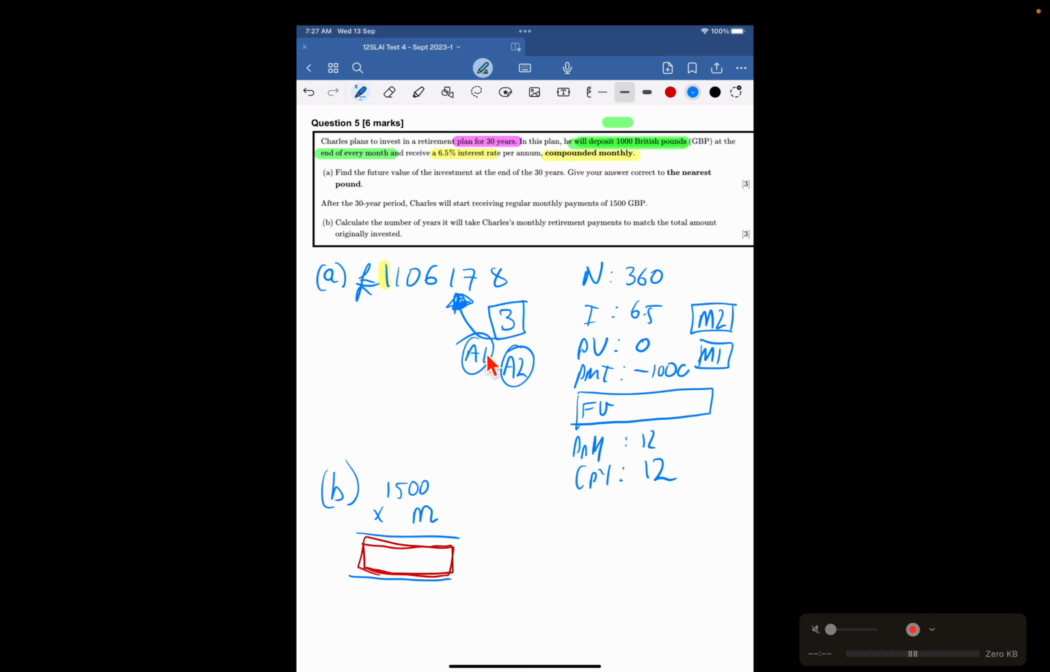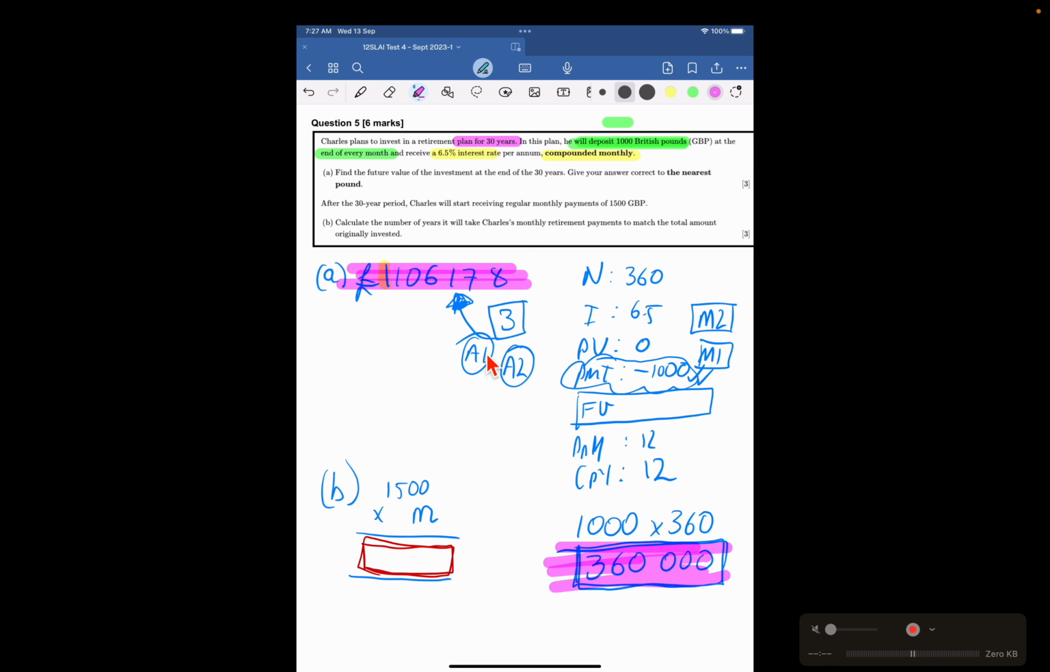I've just noticed that's 1,000 here, right? I made a little mistake there. It was 1,000 per month. Well, look, if I pay 1,000 per month here, and I paid 1,000 per month for 360 months, then clearly I've paid in 360,000 GB pounds. Now that's the power, isn't it, of investing for a long time? Because can you see that even though Charles has invested literally 360,000, he's actually got back over 1 million. So nearly 3 times the amount he invested he's getting back.